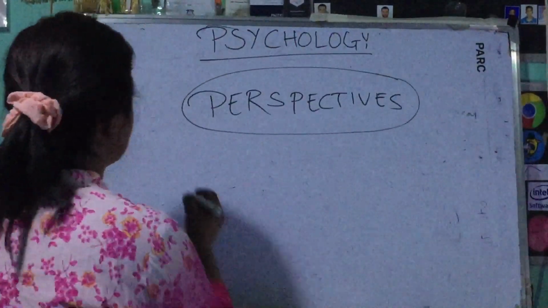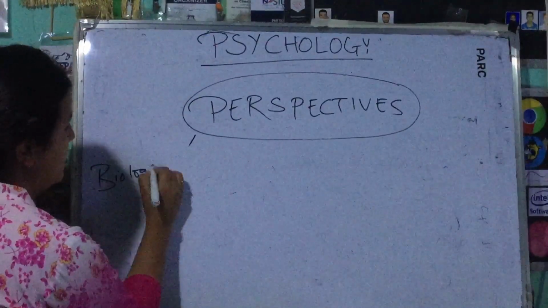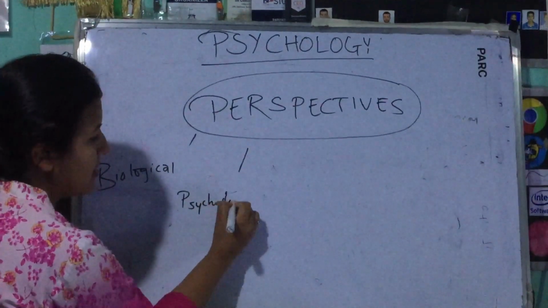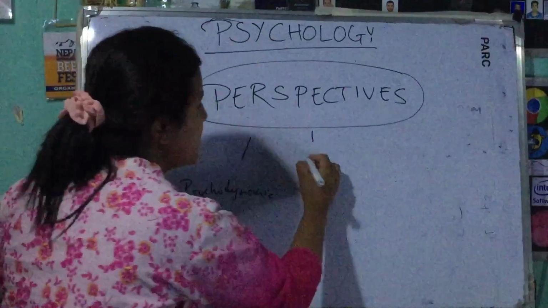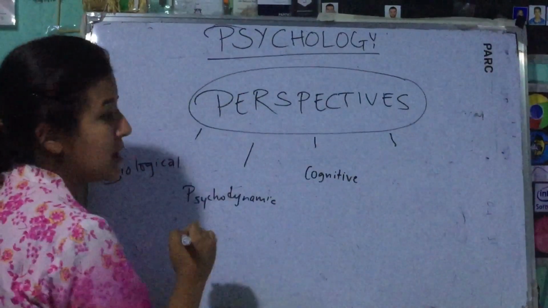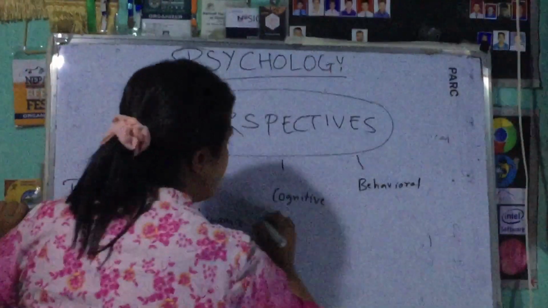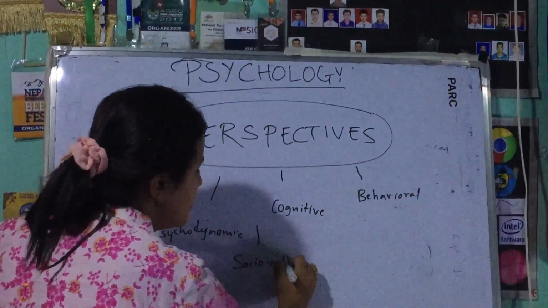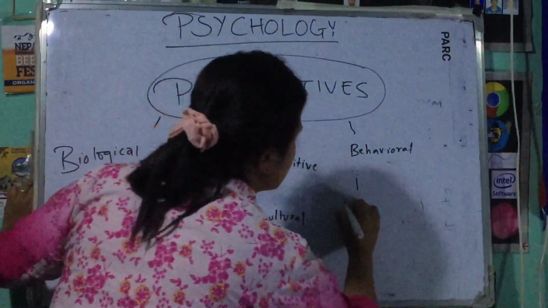The first one is biological. The second one is psychodynamic. The third one is cognitive. The fourth one is behavioral. The fifth one is sociocultural. And last but not the least, we have the humanistic perspective.